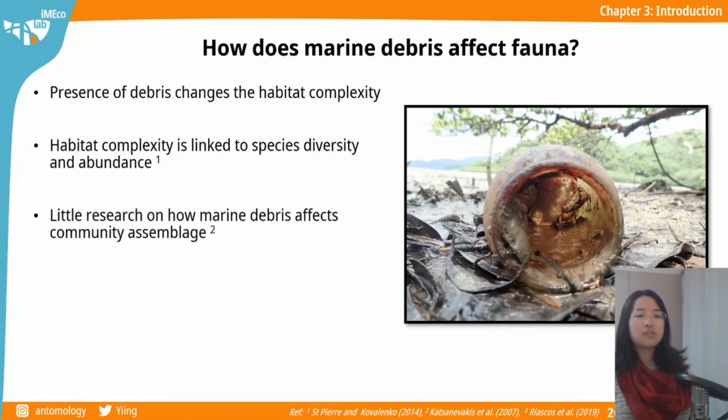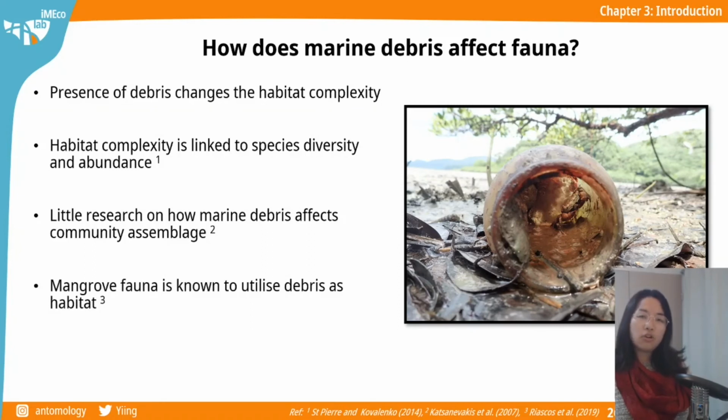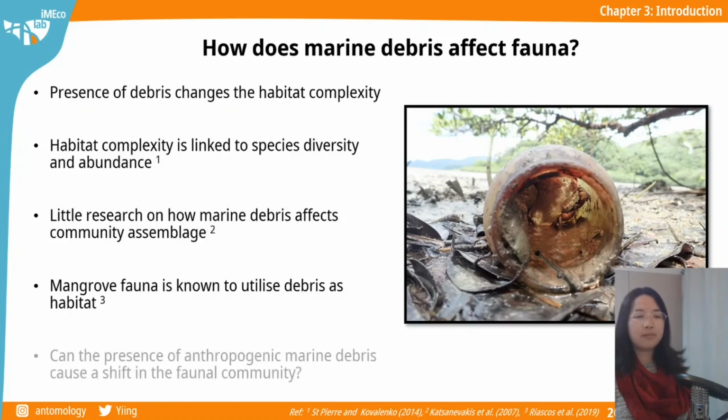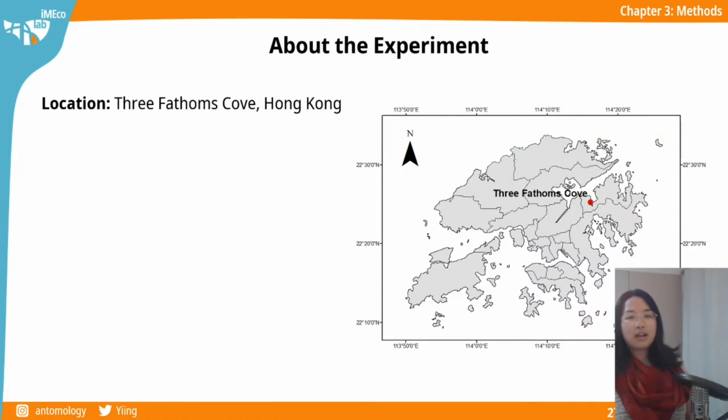Little research is done on how marine debris is actually affected by community assemblage, but we do know that mangrove fauna does grow on debris, or this little crab is hiding from me in the debris. It's just temporary, but a survey found that there were shrimp, mussels, crabs, snails, all using marine debris as some form of habitat in a previous survey. And so what I wanted to know is, can the presence of anthropogenic marine debris cause a shift in the community assemblage?